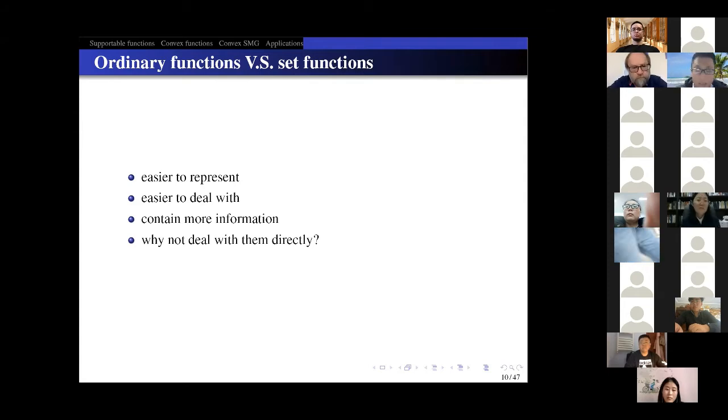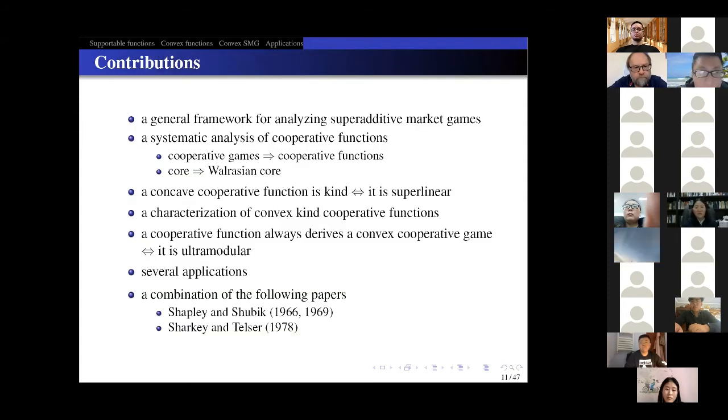This is our basic idea, and in our working paper, we give a general framework for analyzing a class of problems that generalizes the motivating example, and we call these problems superadditive market games. And for this class of games, we analyze them directly.